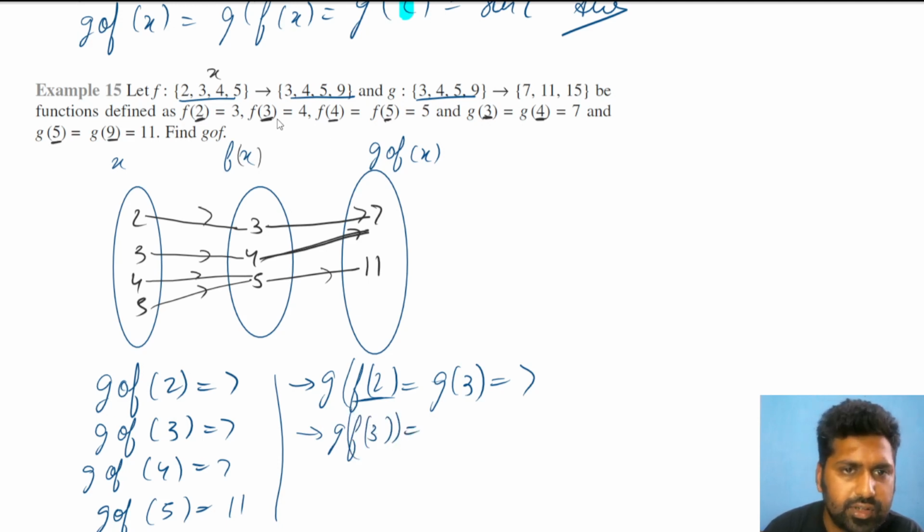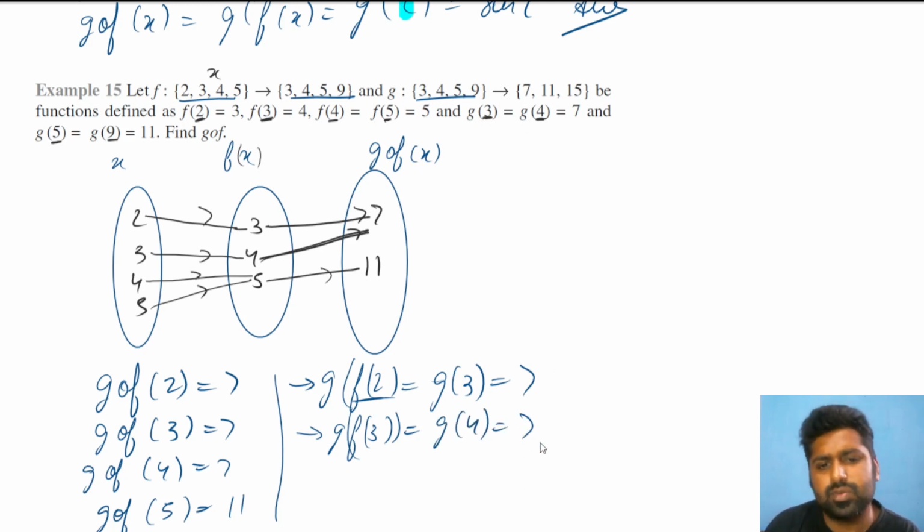So what is f of 3? F of 3 is 4, so that means you have to calculate g of 4. What is g of 4? That's also 7. So this way you can calculate directly.